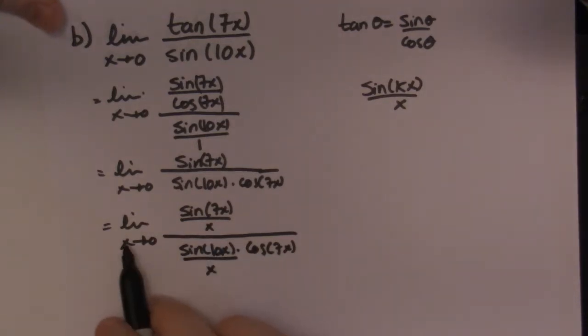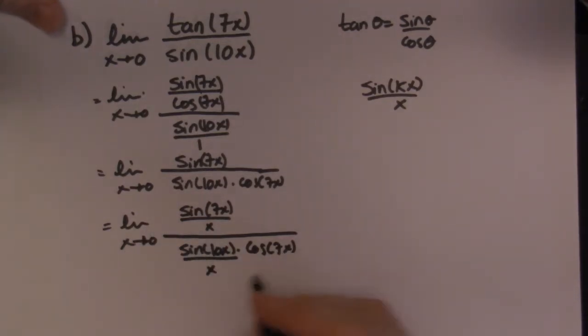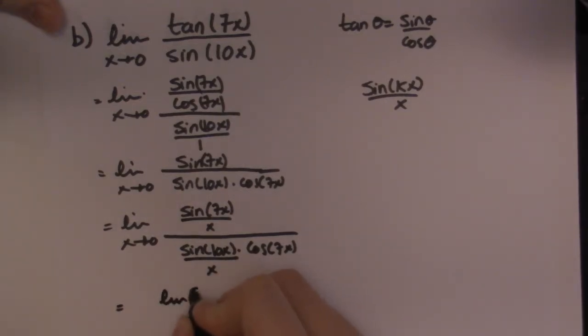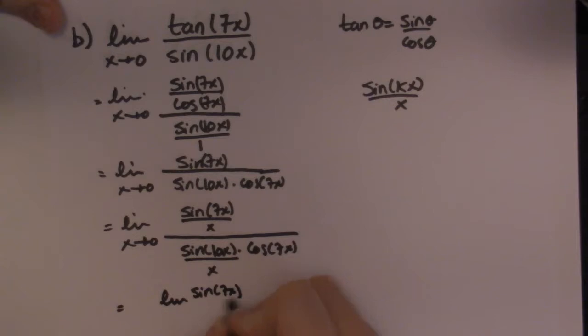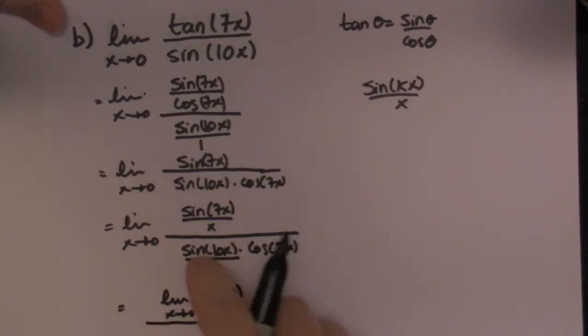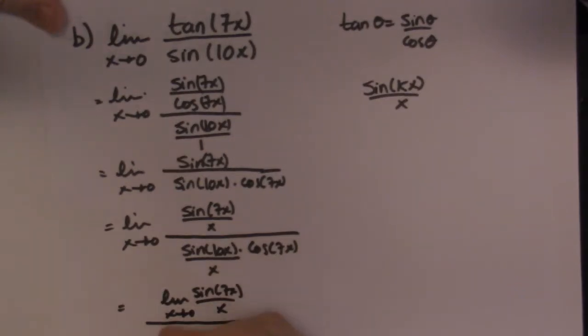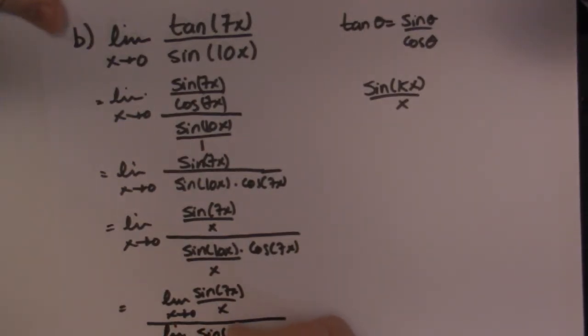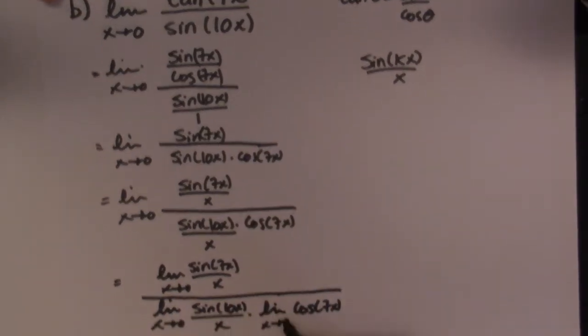So now again I want to distribute my limits through here just to show the teacher that I know what I'm doing. So I'm going to take the limit as x goes to 0 of sine 7x over x. So that's the top part. And then I'm going to do each of these individually. So I'm going to have the limit as x goes to 0 of sine 10x over x times the limit as x goes to 0 of cos 7x. So now I can do each of these limits individually.